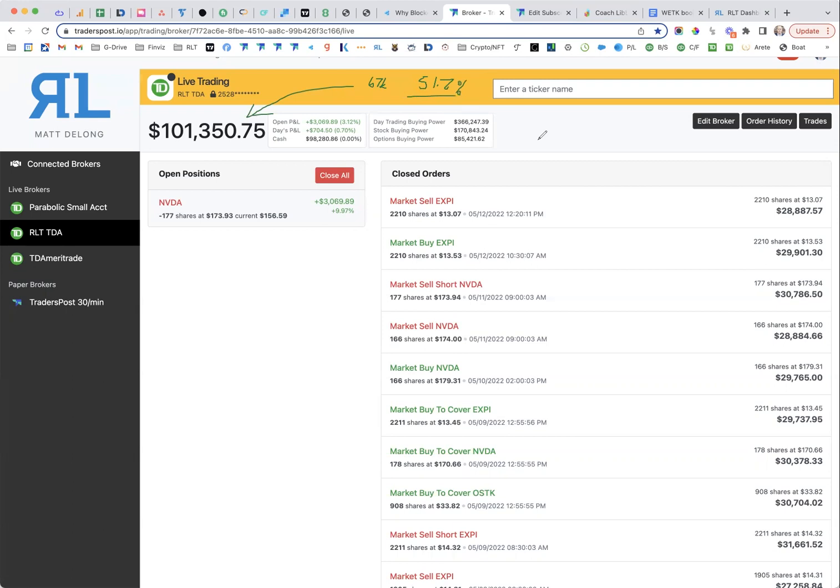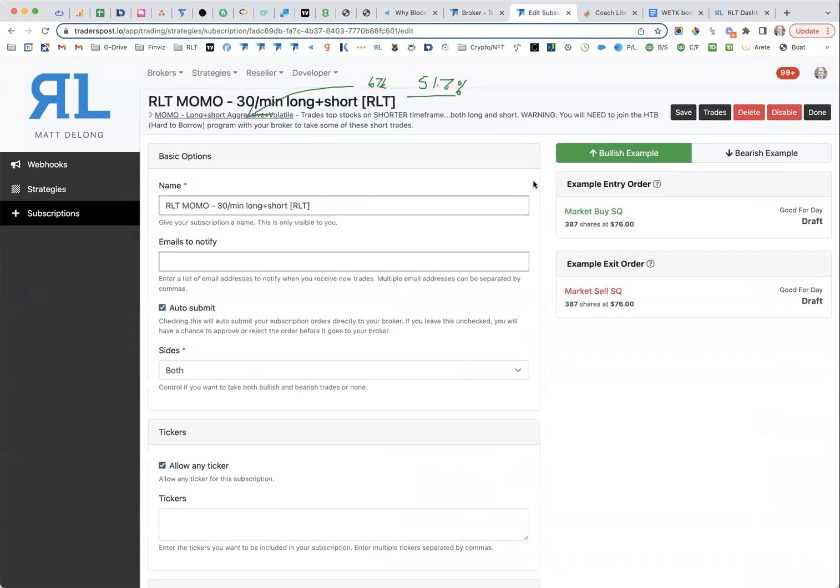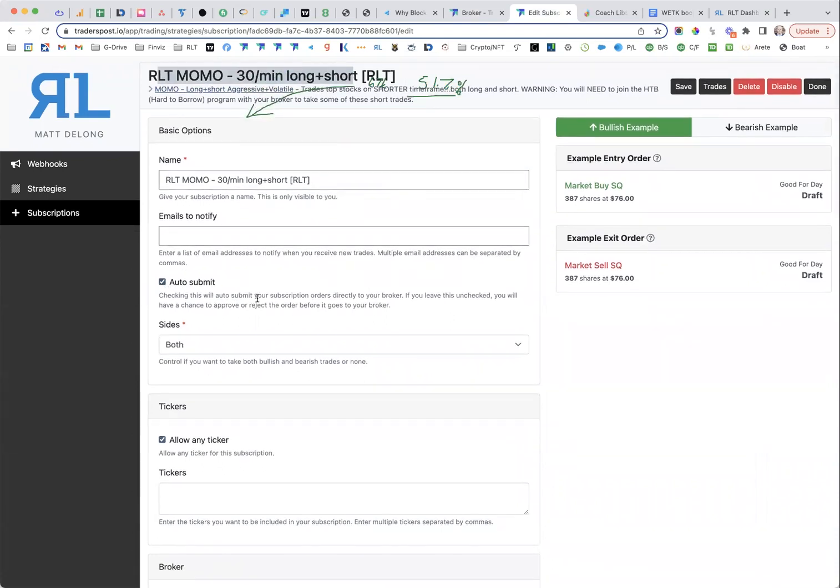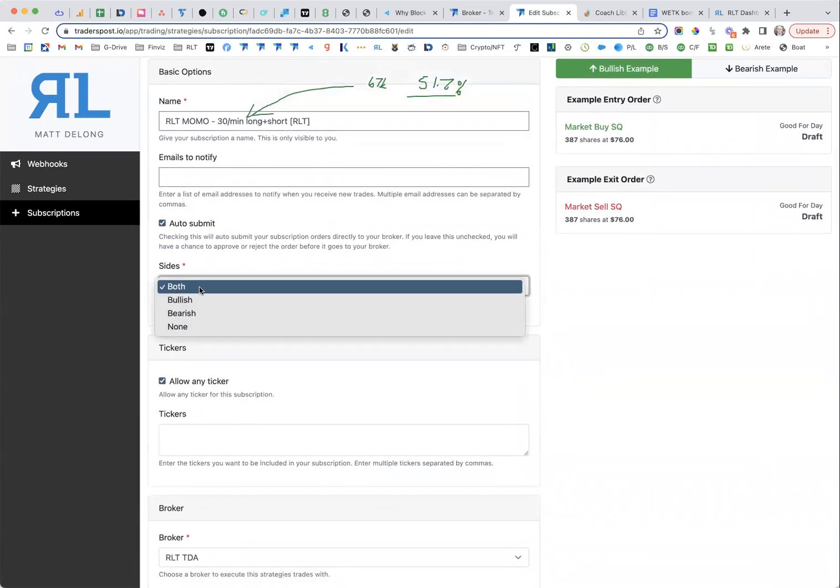You guys know the markets are selling off. There's a lot of fear, a lot of panic, a lot of worry coming in, inflation going higher, wars and rumors of wars. All that to say, 51.2%, but this is not just any trading robot. This is a strategy that I, Matt DeLong, oversee and manage, and this is using our 30-minute long short account, and this is configured to trade both long and short, bullish and bearish.